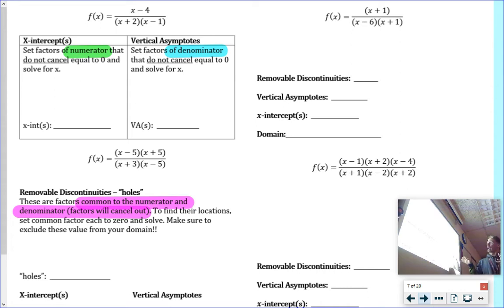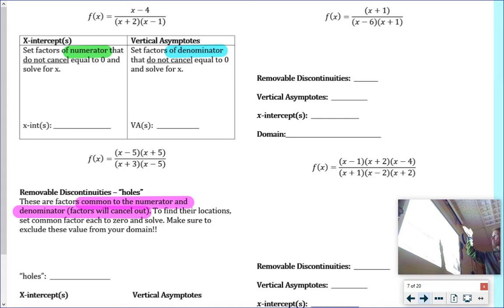So if you're given a rational function, whether it's been factored or not, now on this page they're already factored for you, but we know how to factor by now. We've been doing that for a few months. So just to make things easier, these are already in factored form. To find the x-intercept, in other words, where it crosses the x-axis, we're going to set anything that's on top equal to 0, and then just solve it and see what x is.